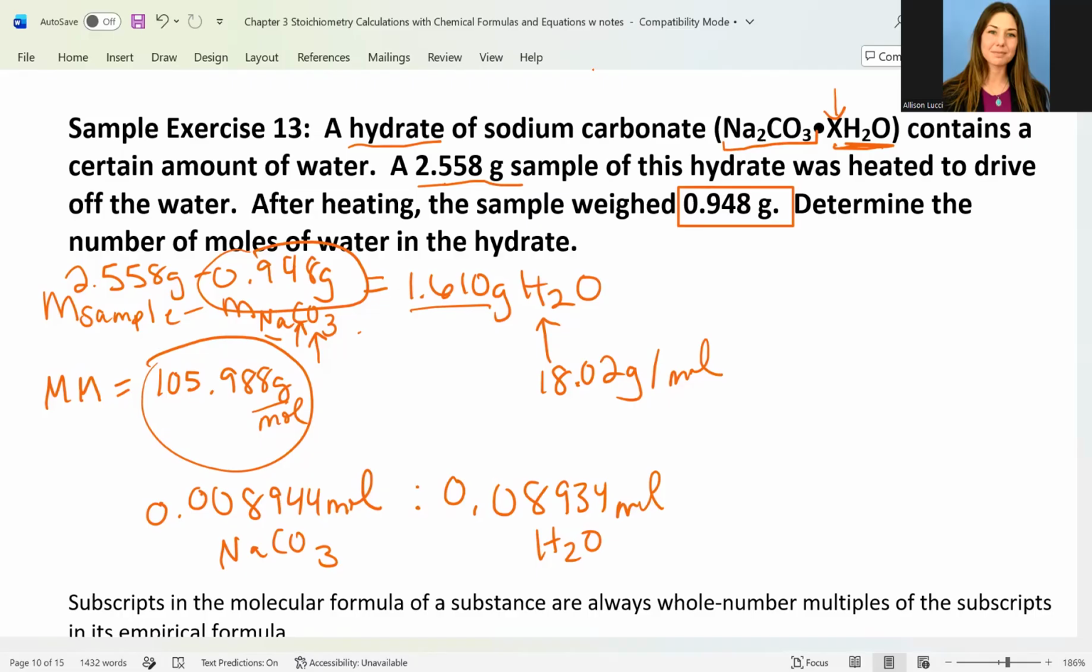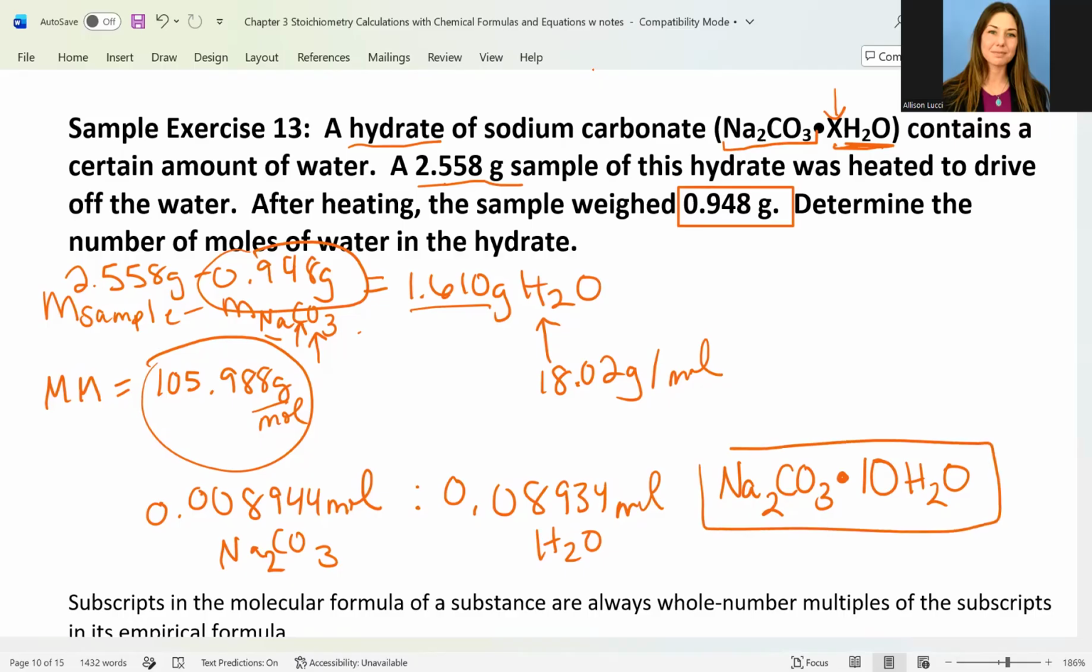So if we were to write the formula, oh, we forgot the 2 there, for our hydrate, it would be Na2CO3, and then we write this dot here to represent there's 10 water molecules in this hydrate per each sodium carbonate. So times 10 H2O. So here's the empirical formula for our hydrate.